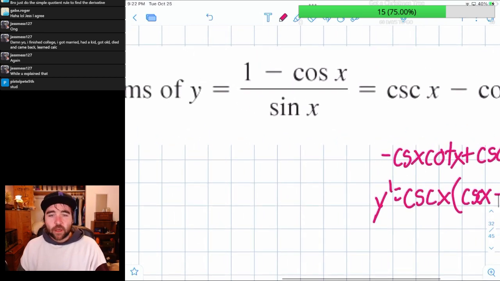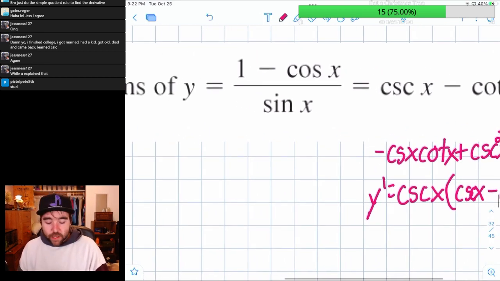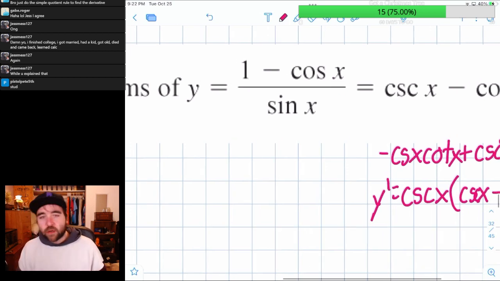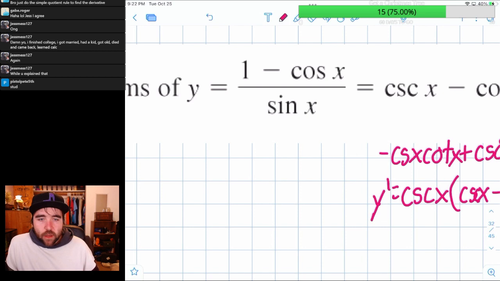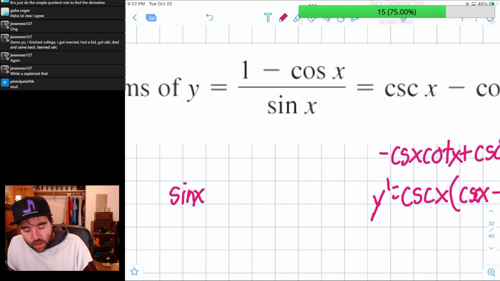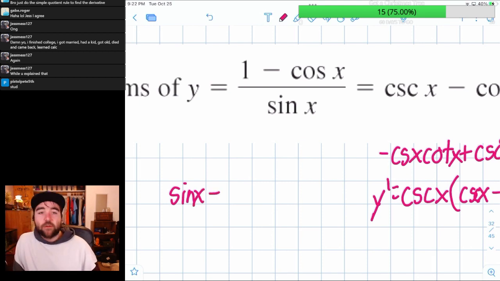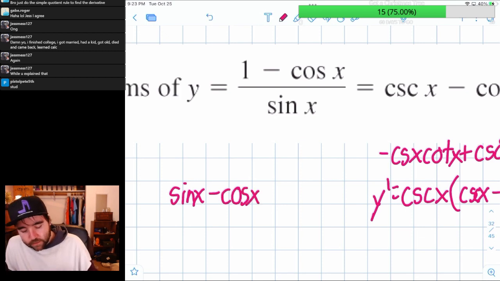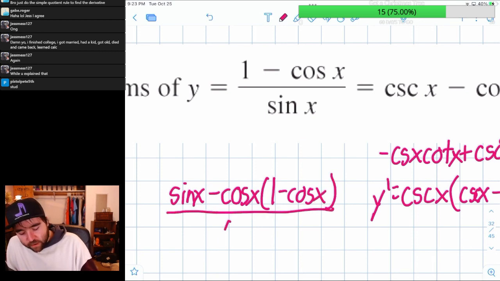So let's see if we can get that with the quotient rule. So what is the quotient rule? Well, it's the derivative of the top. The derivative of 1 is 0. The derivative of cosine is negative sine. So the negatives cancel. We have positive sine of x. And then minus the derivative of the bottom, which is cosine of x, times the top. And all of that over sine squared.